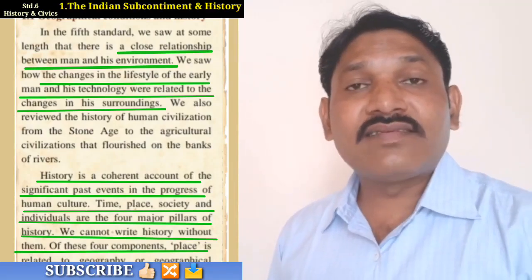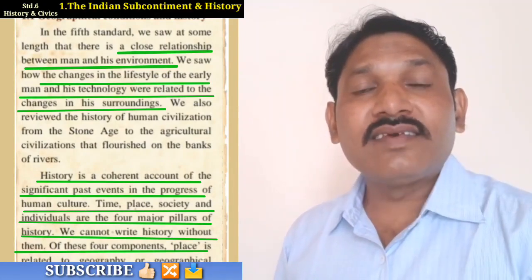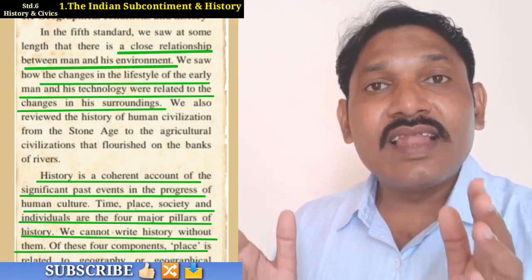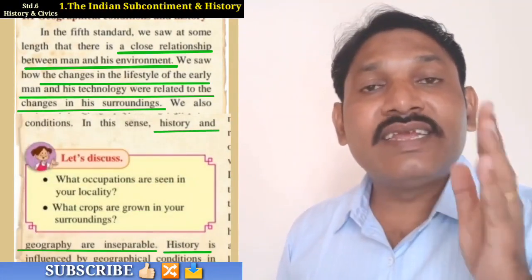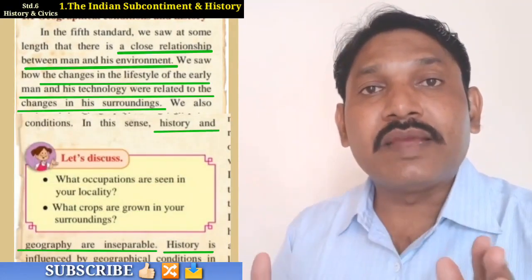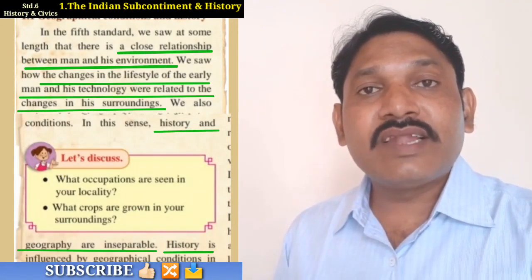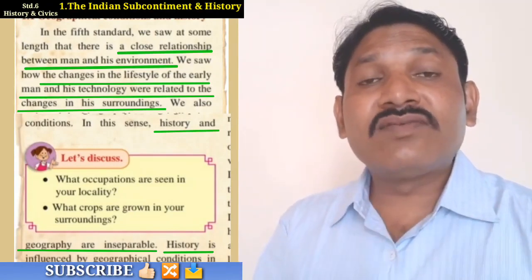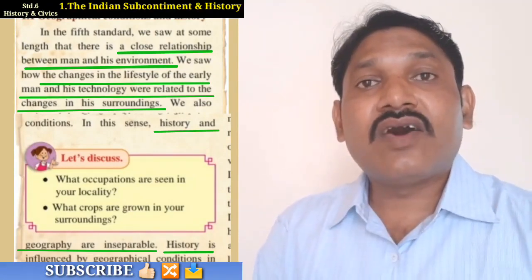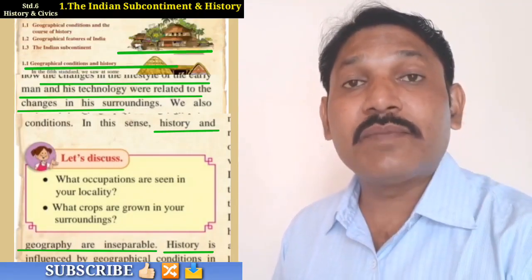Hence, we can say of these four components, place is related to geographical conditions, and hence we can say geography and history are inseparable. We can't separate them. History depends on geographical conditions, and we can see the influence of geographical conditions on history. So both are inseparable.